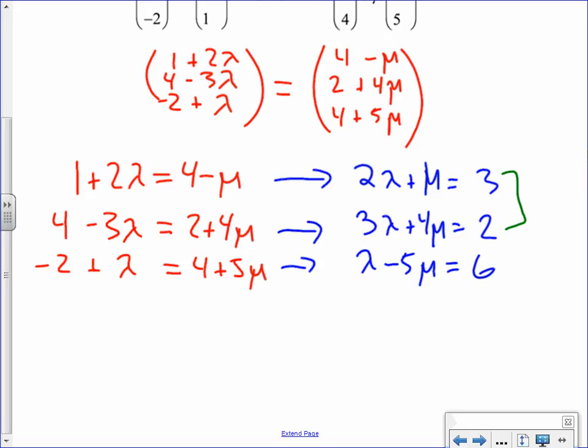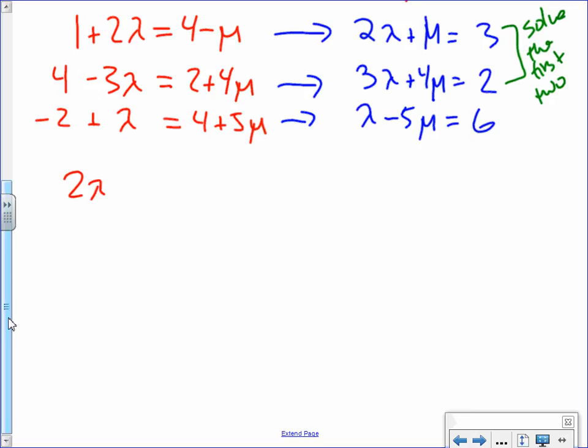So 2 lambda plus mu equals 3, and then 3 lambda plus 4 mu equals 2. There's a reason, the hint was if there is one. This could have also been done with substitution. You solve for some lambda and put it in. But let's do row reduction.